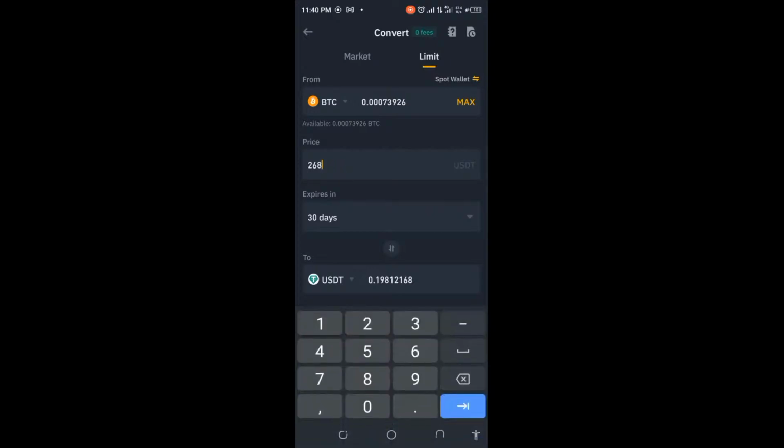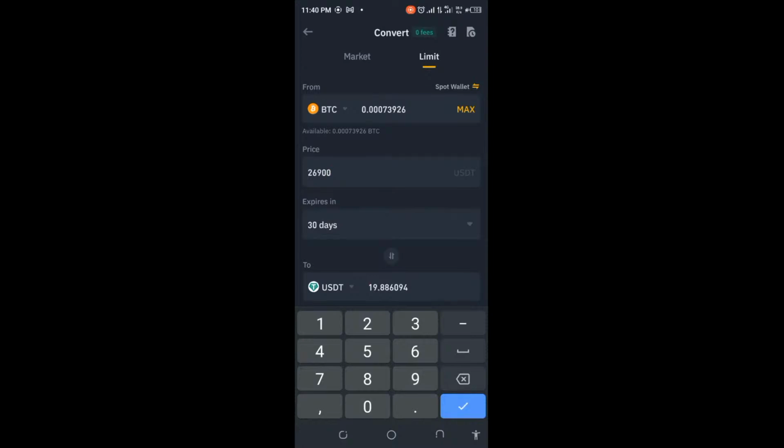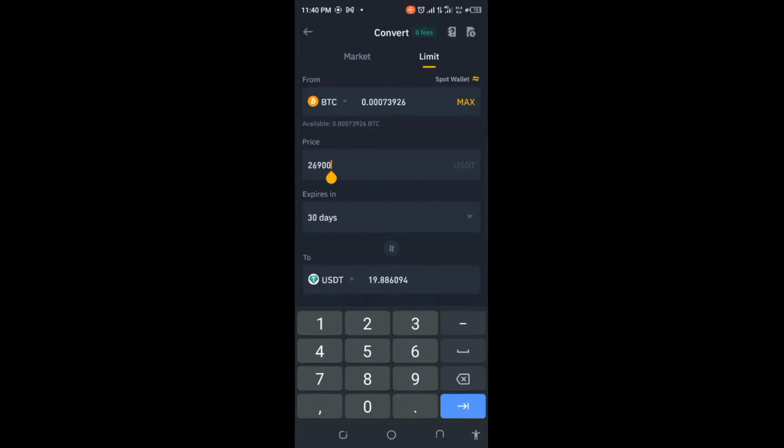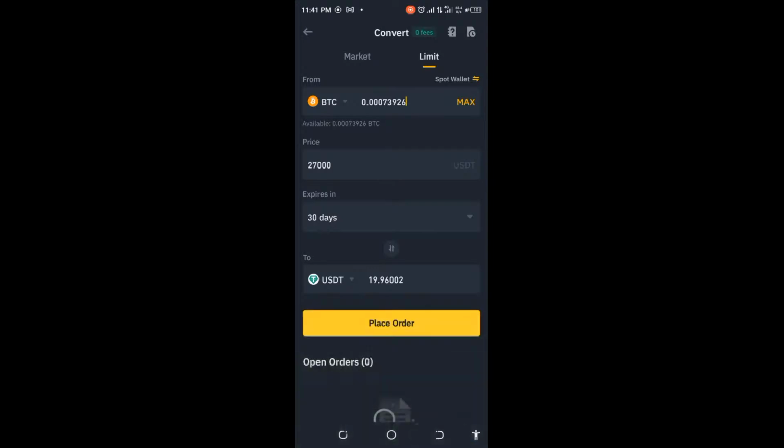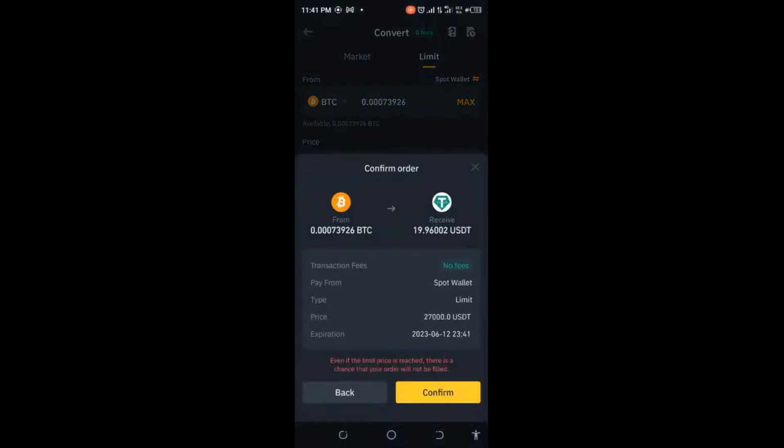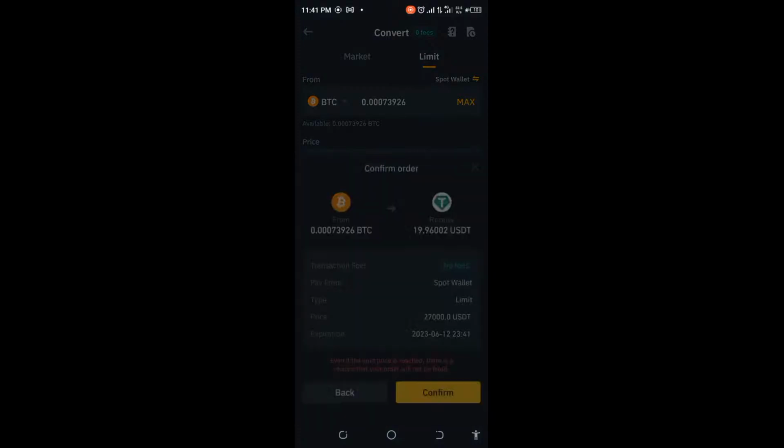See if I make it 26,900. What will I get? Okay, that's 20. It's looking so small. Okay, maybe we should make this 27,000. Let's see. Okay, if I choose this, this is going to be an extra 10 cents. I'm going to work with that. So let's go ahead and place the order at 27,000. Good. Let's go ahead and do that.